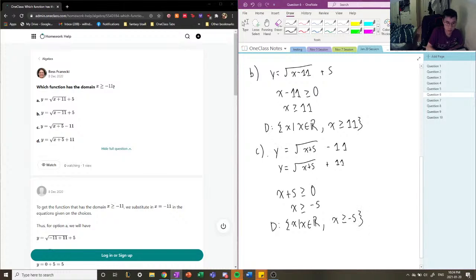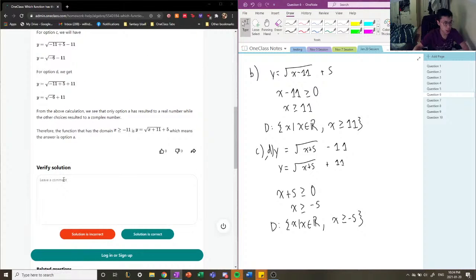Okay, so going back to our question, we're trying to find the function that has a domain of x greater or equal to negative 11. And we found it. Option A is our function. So this solution is correct. Good work.